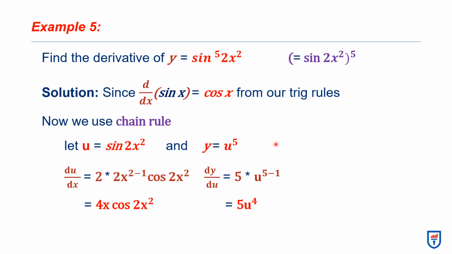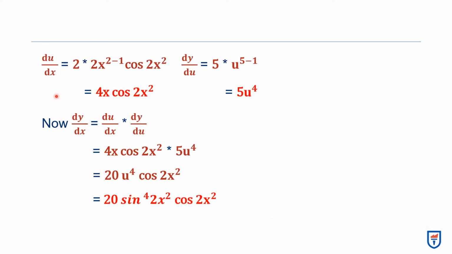We also differentiate our outer function, which is y equals u to the power 5. So when you find dy/du, we use the power rule: 5u to the power 5 minus 1, and we end up with 5u to the power 4. Since we now have the derivative of our inner function as 4x cos 2x squared and the derivative of the outer function as 5u to the power 4, we now need to find dy/dx.